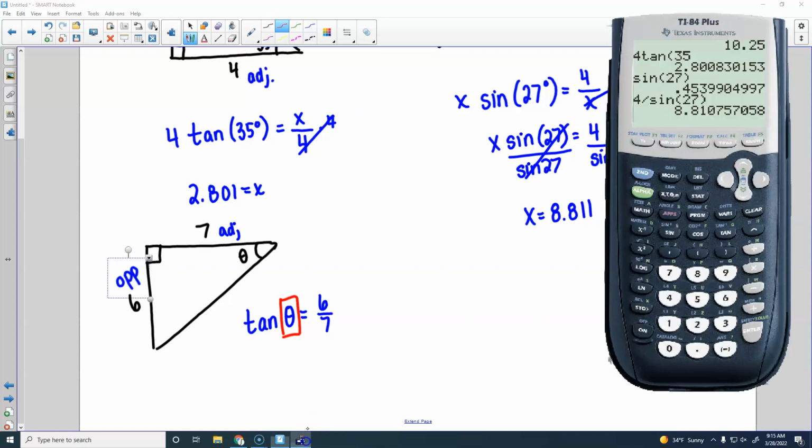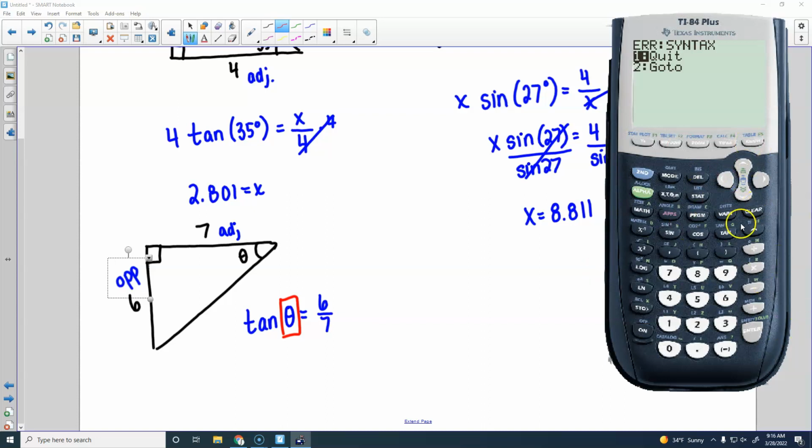So that means I'd have to do in my calculator 6 over 7 divided by tangent. It's not cotangent. How do you undo a tangent? Not times it by itself. Look at your calculator, particularly around the tangent area. Inverse tangent is what we have to use there.